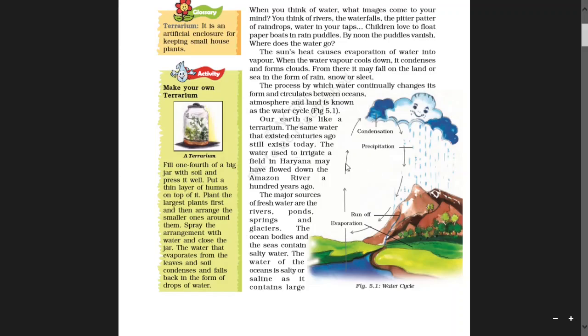The water used to irrigate a field in Haryana may have flowed down the Amazon River 100 years ago. See, the water which is used to irrigate a field, means to supply the field for growing crops in Haryana, it may have flowed down the Amazon River. Okay, that water may be from the Amazon River also, which is very far from Haryana, 100 years ago, as this water is flowing to different places. So who knows, that water may be from the Amazon River.